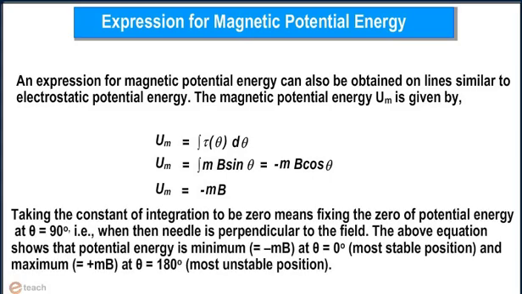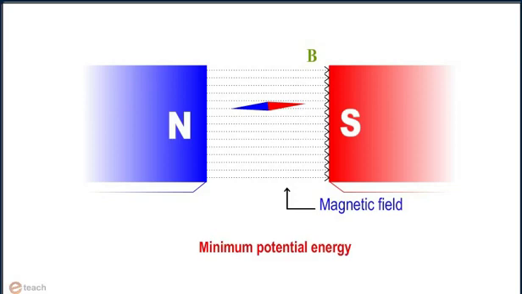Taking the constant of integration to be 0 means fixing the 0 of potential energy at theta equal to 90 degree, that is when the needle is perpendicular to the field. The equation shows that potential energy is minimum, that is equal to minus MB at theta equal to 0 degree, the most stable position, and it is maximum, that is plus MB at theta equal to 180 degree, the most unstable position. You can see it in the following visual.